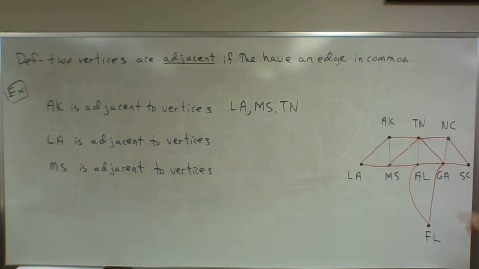What about Alabama? Does Arkansas share an edge with Alabama? Is there an edge that goes directly from Vertex Arkansas to Vertex Alabama without going through some other vertex? No. So it looks like Arkansas is adjacent to 3 vertices. Arkansas is adjacent to Louisiana. Arkansas is adjacent to Mississippi. Arkansas is adjacent to Tennessee.